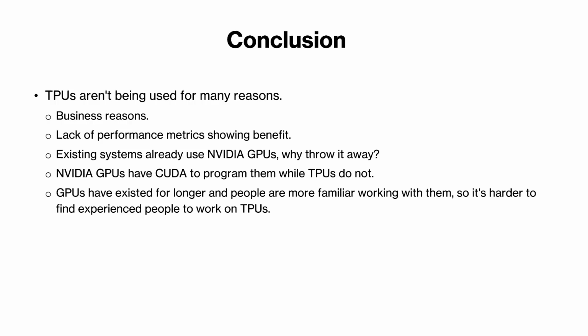Business reasons, lack of proper research into performance metrics that show a benefit, and the existing systems that have already been created by these AI companies or just big tech companies in general. They already use NVIDIA GPUs, so why would they throw away their infrastructure? NVIDIA GPUs have CUDA to program them, while TPUs do not, due to them being much newer, and GPUs have just existed for longer. People are more familiar working with them, so you can find people that are already experienced working with GPUs while you cannot find that for TPUs.